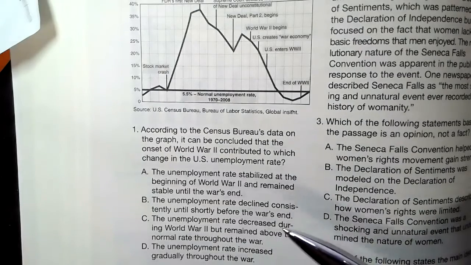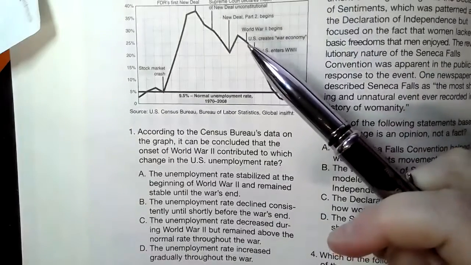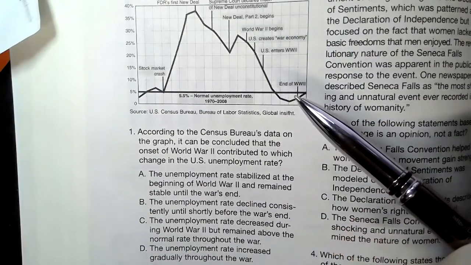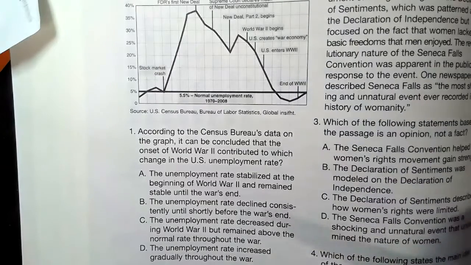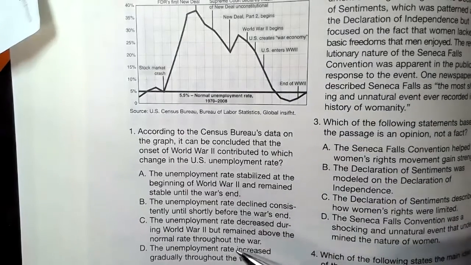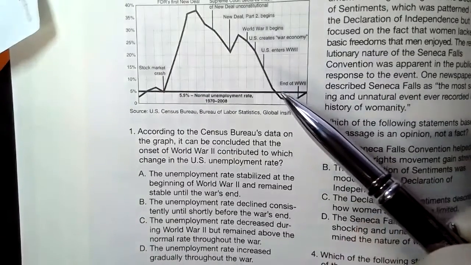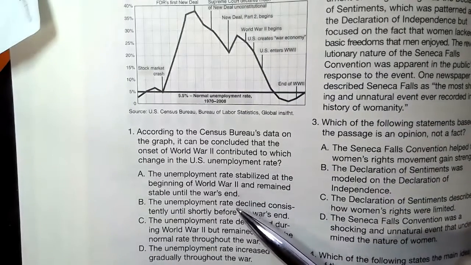So let's check C. The unemployment rate decreased during World War II, but remained above the normal rate throughout the war. So it did decrease, but it never stayed at a normal rate. It dive bombed. So C is not true. C is out. And then D, the unemployment rate increased gradually throughout the war. Well, that's not true. Again, it dive bombed. So it can only be B.